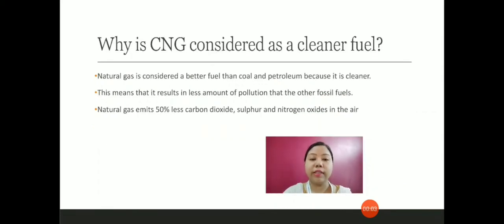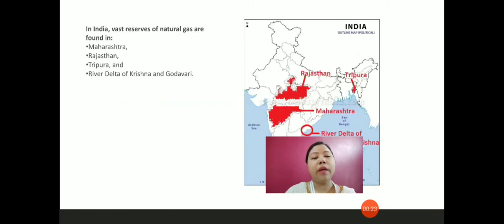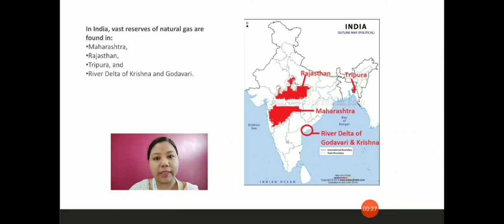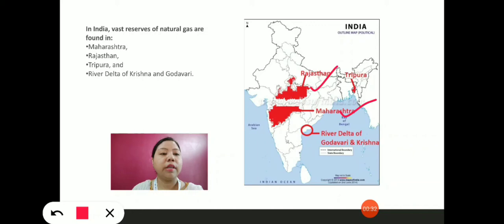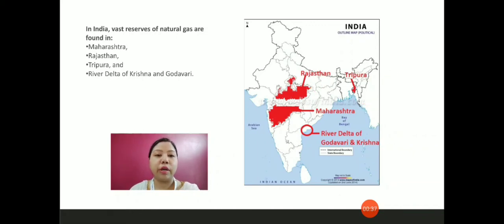Why is CNG considered a cleaner fuel? Natural gas is considered better than coal and petroleum because it results in less pollution than the other fossil fuels. It also emits 50% less carbon dioxide, sulfur and nitrogen dioxide in the air. Now, in India, there are vast reserves of natural gas and it is found in Maharashtra, Rajasthan, Tripura, and the river deltas of Godavari and Krishna.